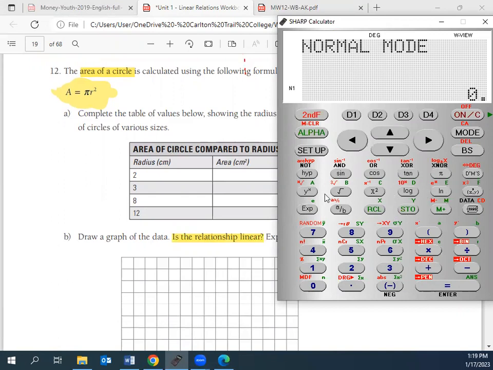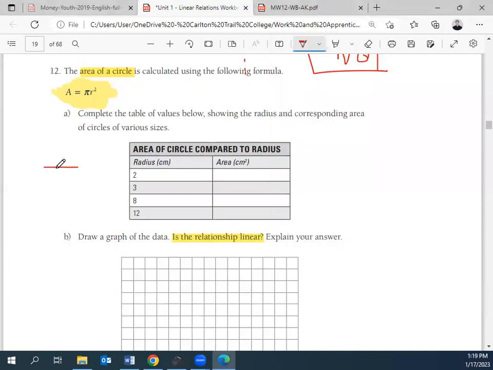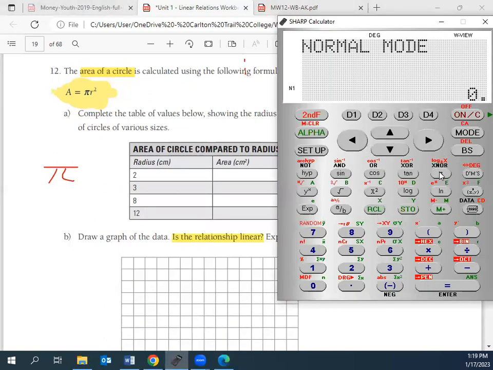You have a pi button right here. It's going to look something like this. You should have this type of button on the top right corner. So you take that pi and times that by the radius squared, which means 2 squared. You press this little x2 button, or you can just do 2 times 2, because that's what 2 squared is. You get an answer, which is 4 pi.